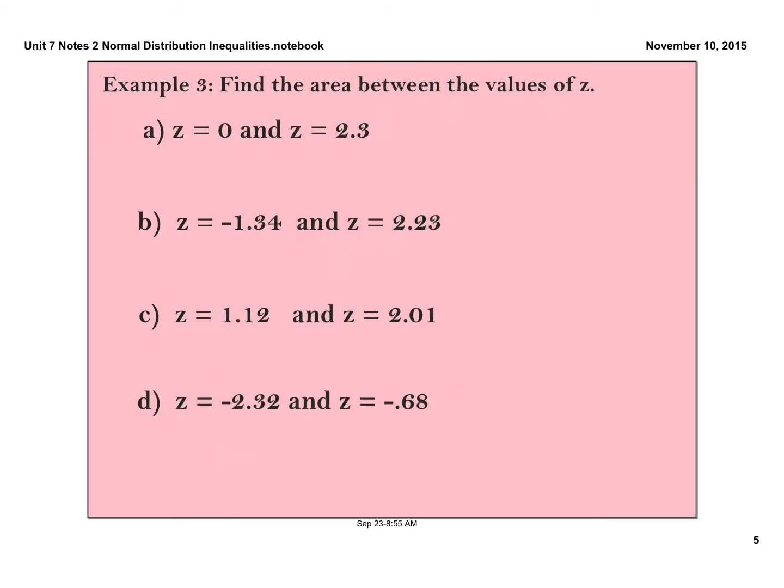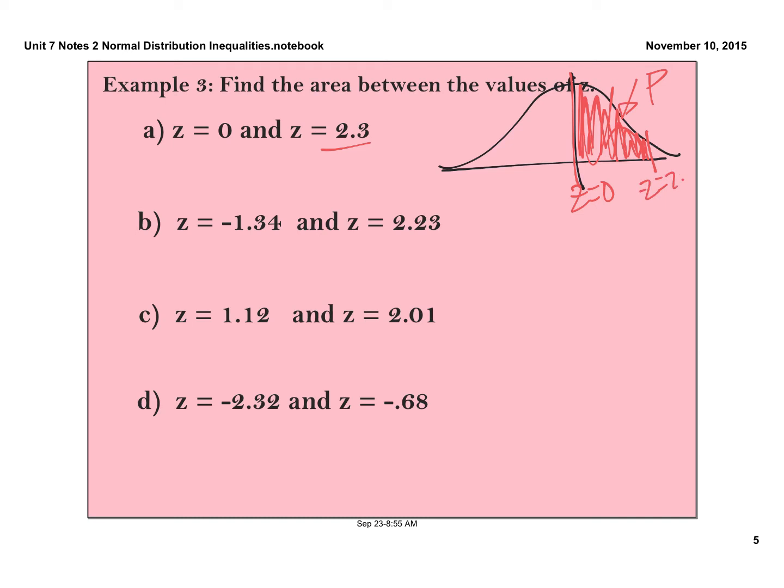Okay, so now let's talk about finding the area between two values. So if I'm looking between two values, let me just draw you a little curve. Here's my curve for this one. I want to look between z equaling 0, so that's this piece, and z equaling 2.3. So this is approximately the region that I want. What is the P, or what probability is in that red region? This is z equaling 2.3 here.